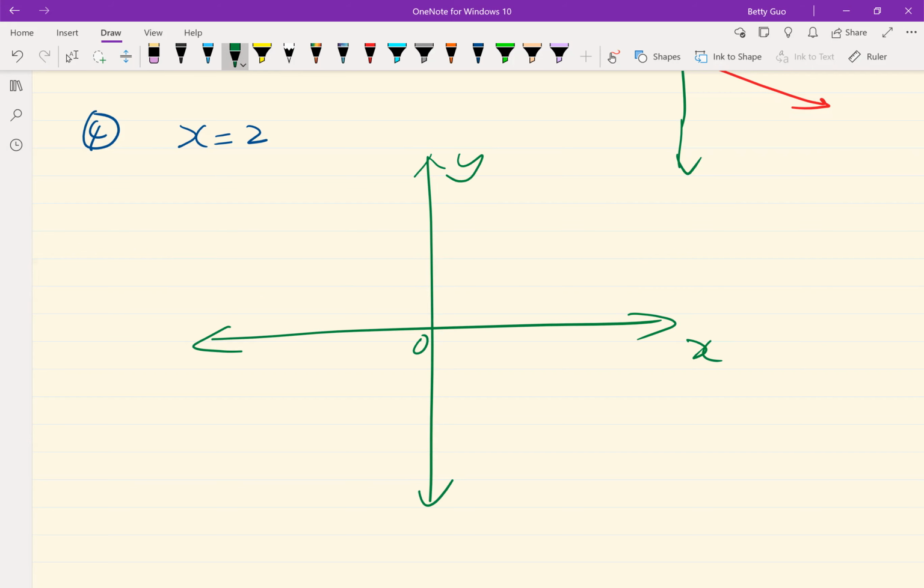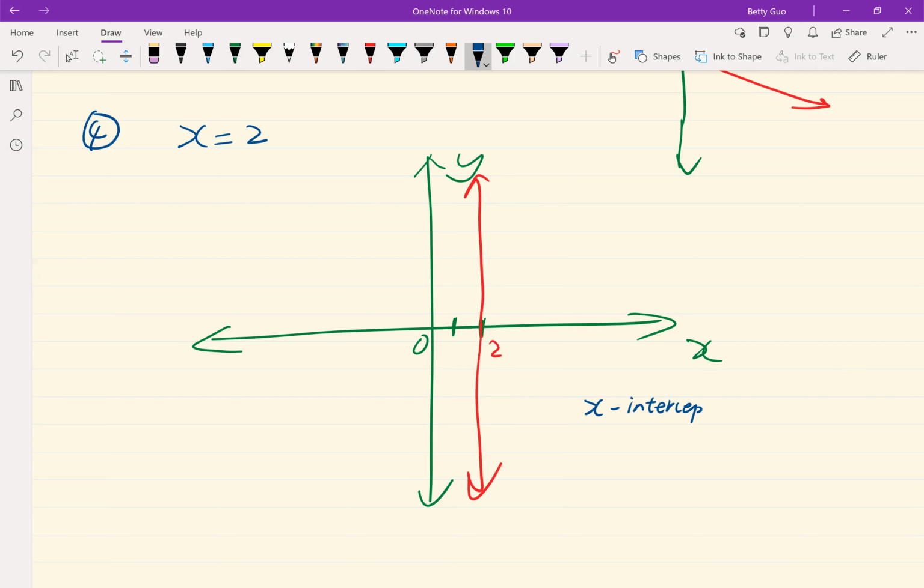X equals 2, so you go here, right? 2 units to the right of the origin. And you're going to draw a vertical line. And that is x equals 2. All right? A linear equation in two variables without a y corresponds to a vertical straight line. Look at this vertical straight line and tell me what's the x-intercept and the y-intercept.